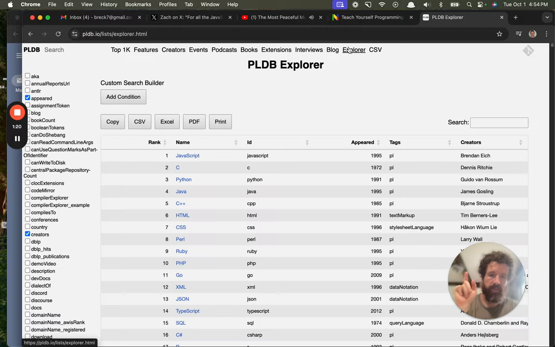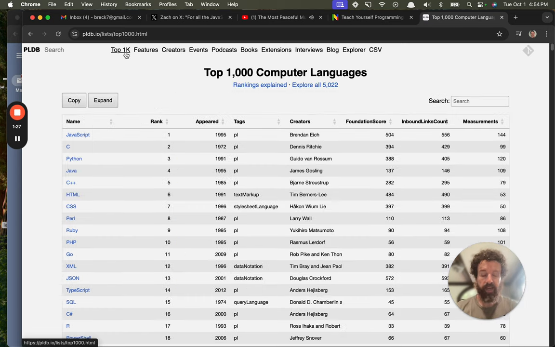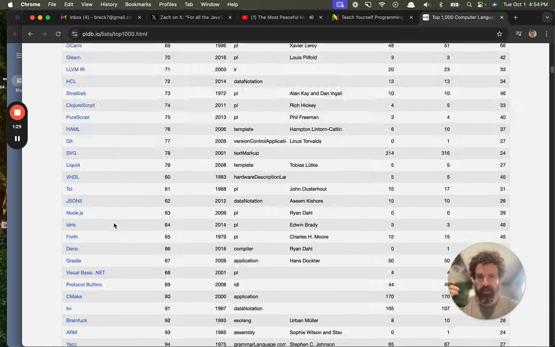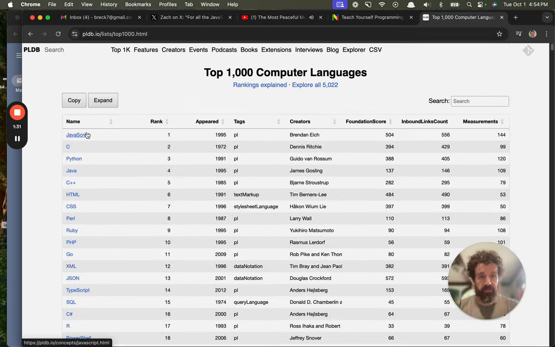And you can have your own list of every single one. This didn't exist when I was learning to program. We built this over the past 7 years. We've got a list of every single language, including JavaScript, number one. And this isn't my opinion. This is based upon measurements: foundation score, inbound links. This foundation score is how many languages are built using this language.